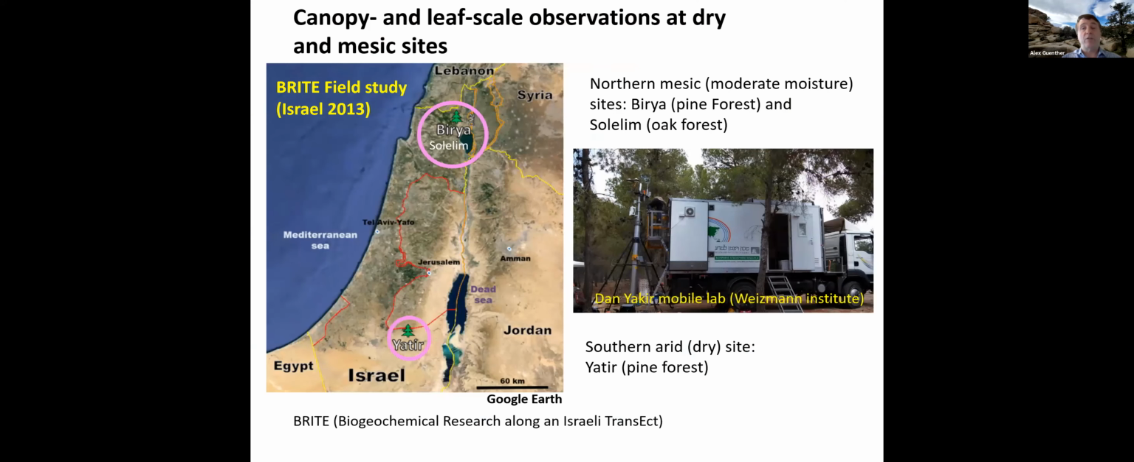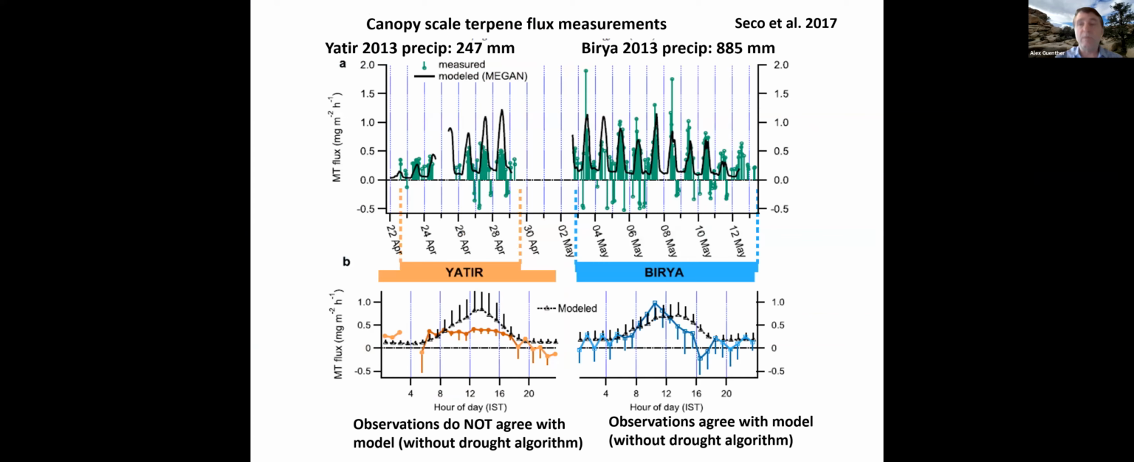And it gets even better. They have an amazing mobile laboratory that's enabled us to measure BVOC fluxes from the same tree species in a mesic site and a dryland site. Here are the results. We measured these whole canopy terpene fluxes in April and May as things were starting to dry out in Israel. Our model without the drought algorithm could predict the observations at the mesic site, Berea, but not at Yatir, the dryland site. The addition of the drought algorithm improved this.